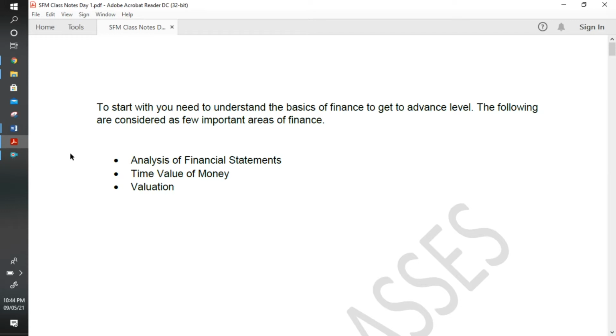So I consider the following topics are important areas in finance. One is analysis of financial statements. Second one is the time value of money. And third is the valuation. So valuation includes business valuation and other valuations as well. Okay, let's start.